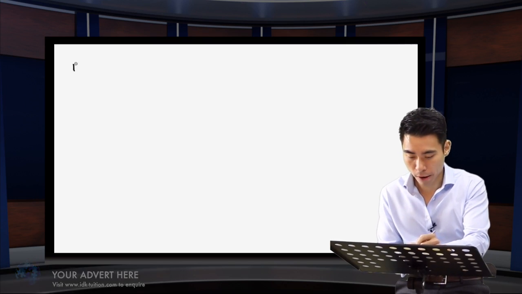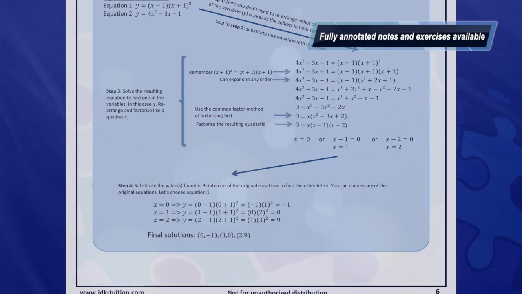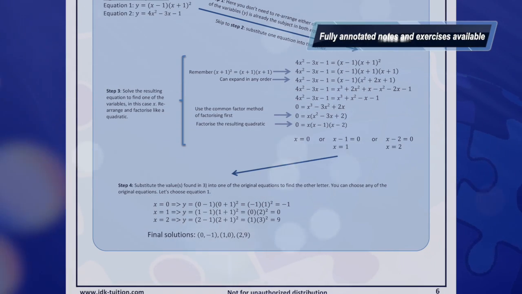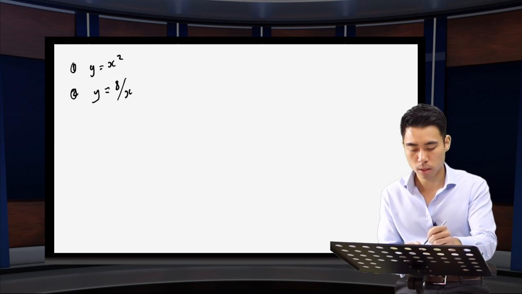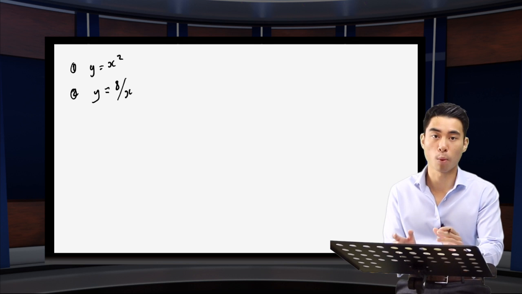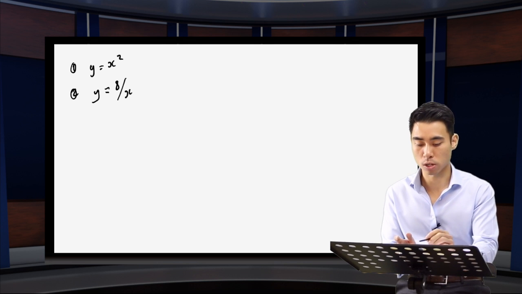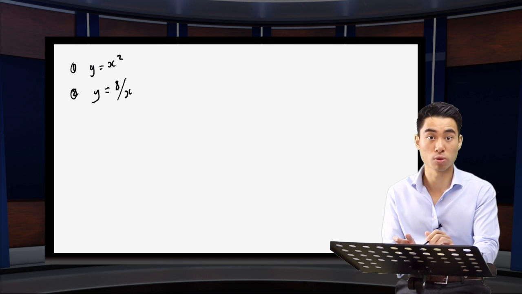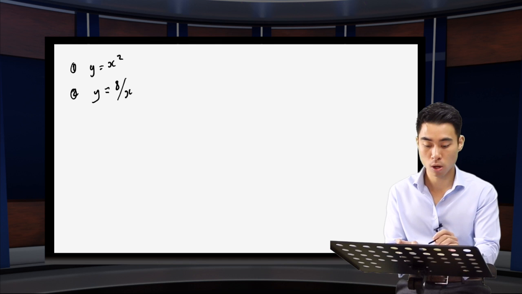So what we're looking at here is number 1, we have y equals x squared. Number 2, y equals 8 over x. And just notice here, again, similar to our previous example, these equations are already in the form such that one variable is the subject of each equation. So in this case, obviously, y is the subject of equation 1. Equation number 2, y is also the subject of the equation.